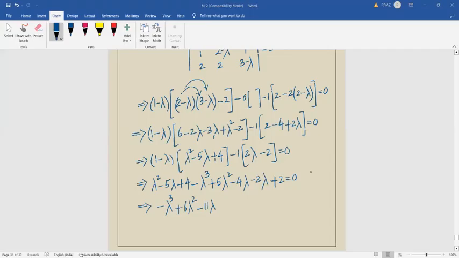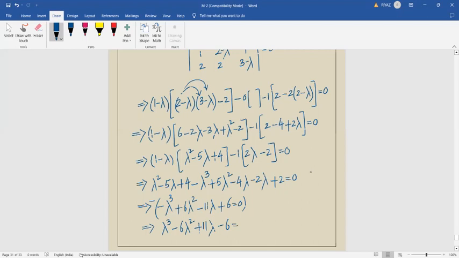Plus 6 equal to 0. And if you multiply with a minus sign, because we require positive lambda values, we get lambda cube minus 6 lambda square plus 11 lambda minus 6 equal to 0.